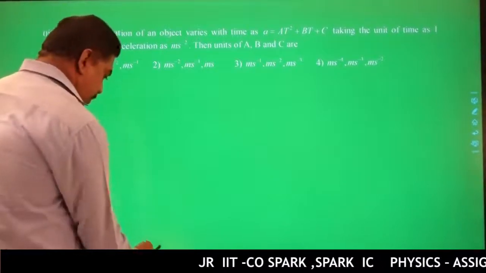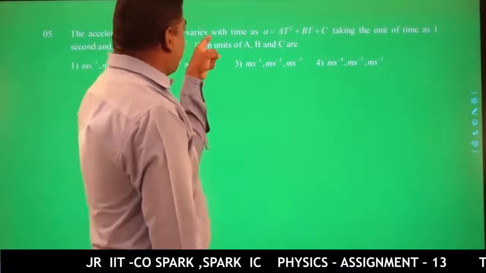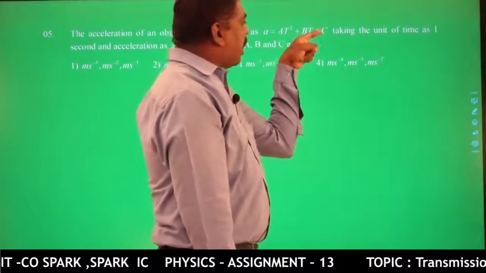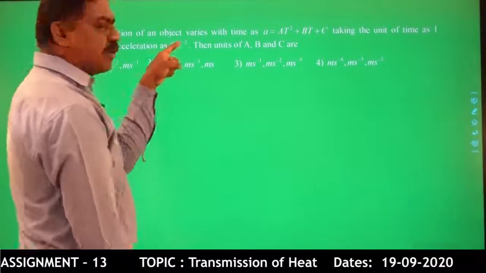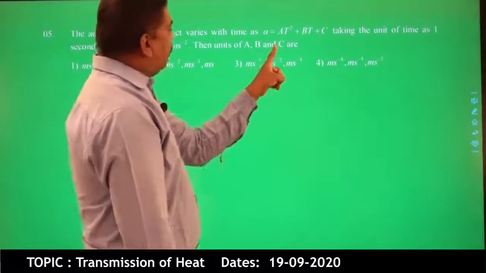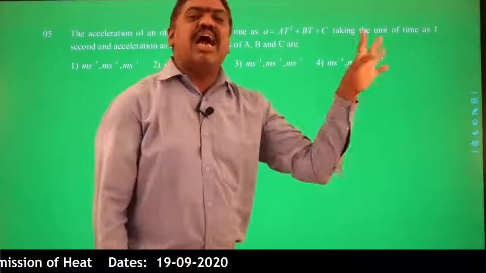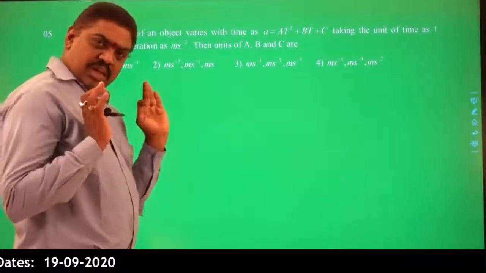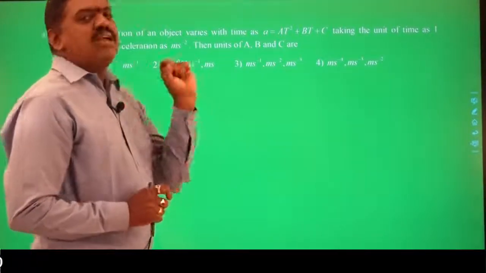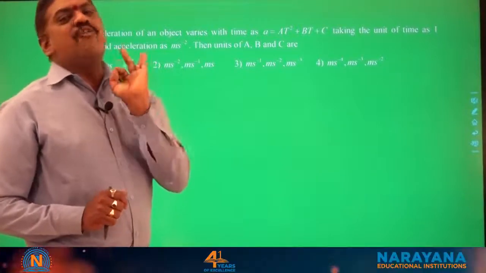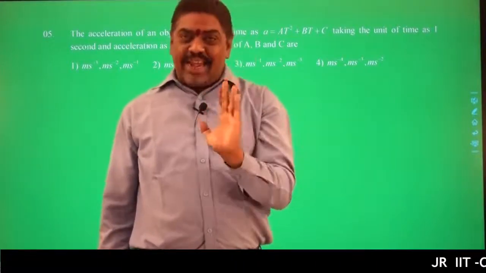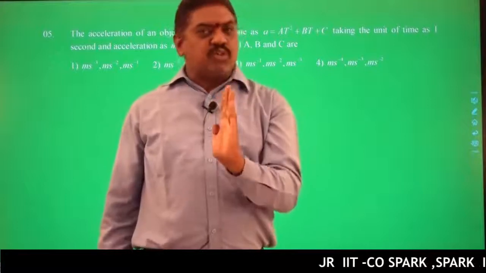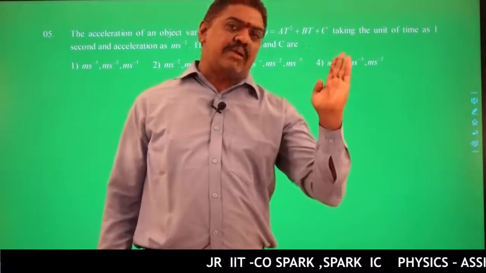Question number 5. What it says? The acceleration of an object varies with time as a equals A t square plus B t plus C. Taking the unit of time as 1 second and acceleration as meter per second square, then units of A, B and C are. Is it clear? A very simple question, it is. Here we follow the principle of homogeneity. What actually happens here? We use the principle of homogeneity. What it says? We add or subtract only those quantities which are having the same dimensions.